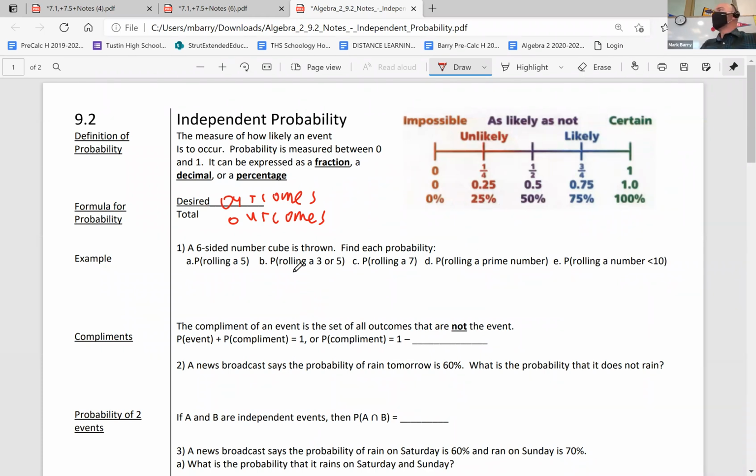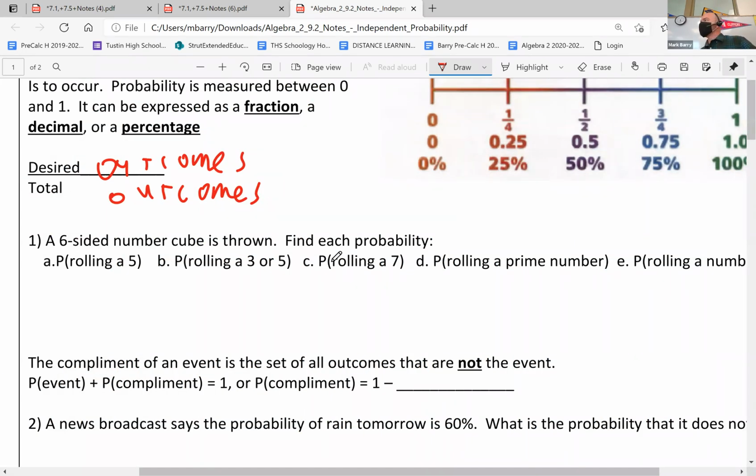Okay, let's practice with some super simple ones now. Let's say we roll a 6-sided number cube. We just roll 1 die, and find each probability. This is how they write it, P parentheses. Let's read this as the probability of rolling a 5. We're talking about a 6-sided number die, like a cube. One of the sides says 1, the other says 2, then 3, 4, 5, and 6. How many of those are a 5? Well, there's only 1. And how many sides are there total? 6. So 1 out of 6. Nice and simple, right?